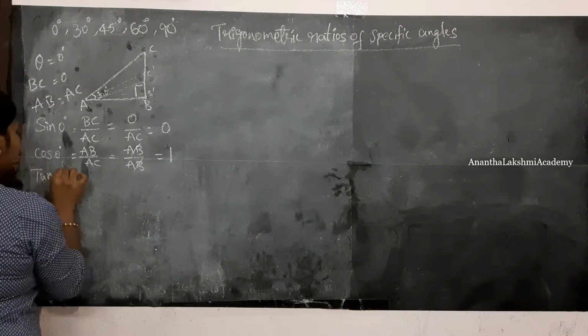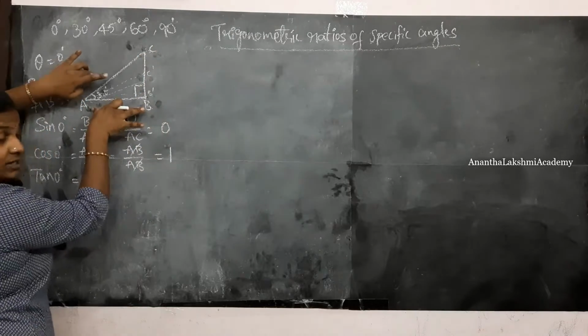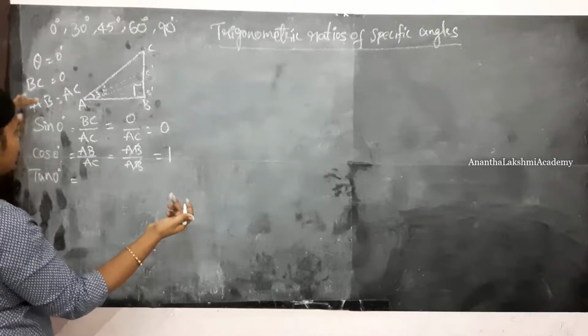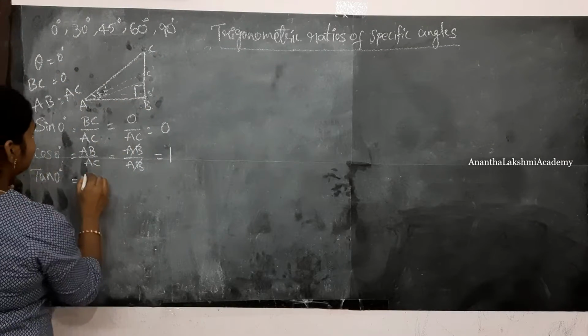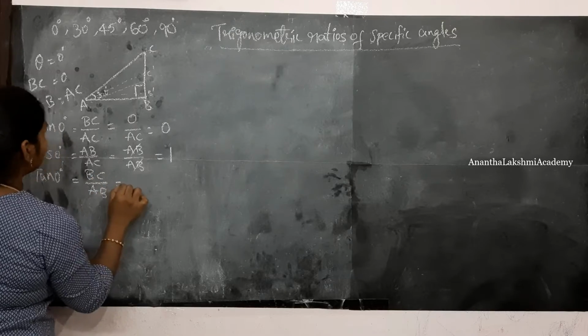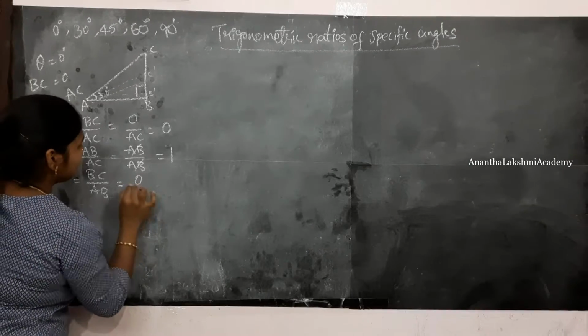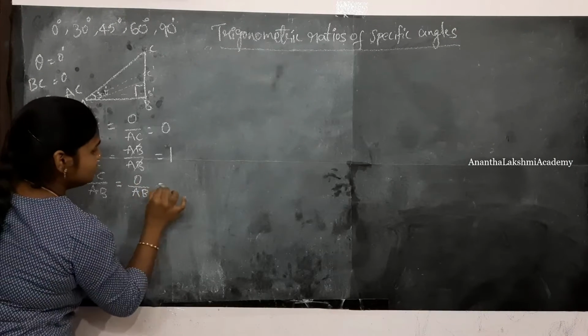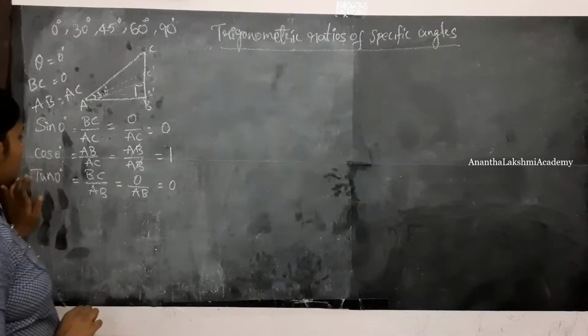What happens to tan? Tan 0 degrees. You can figure it out directly from the diagram as opposite by adjacent or sine by cos. Either way is fine. I am figuring it out as opposite by adjacent. Opposite is nothing but BC, adjacent is nothing but AB. But when theta has become 0, BC is also 0. Hence 0 by AB is nothing but 0. Alright, now you get to know the sine, cos, tan values.